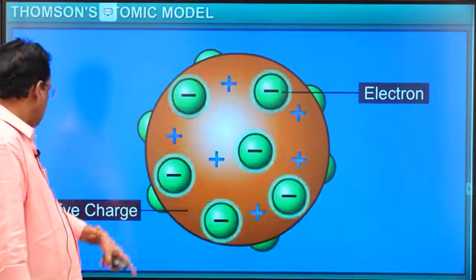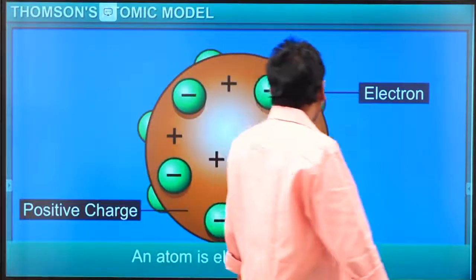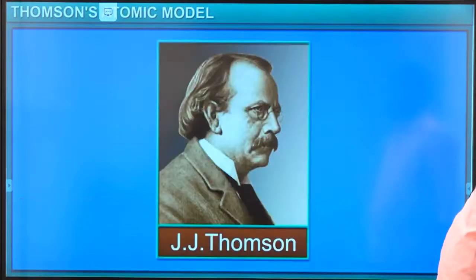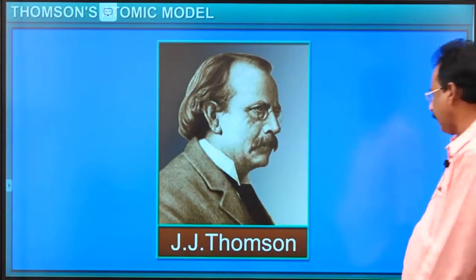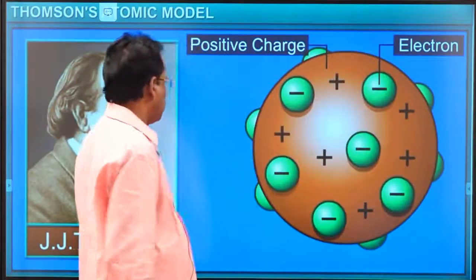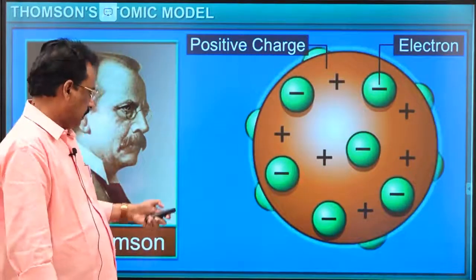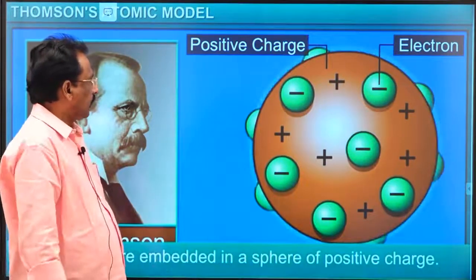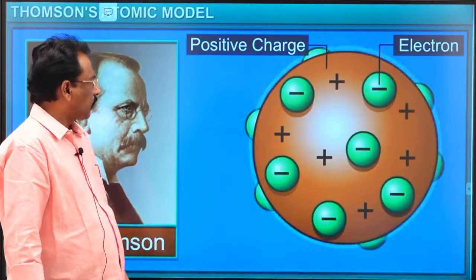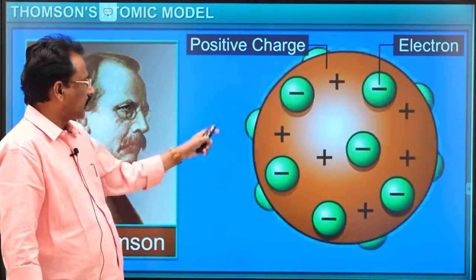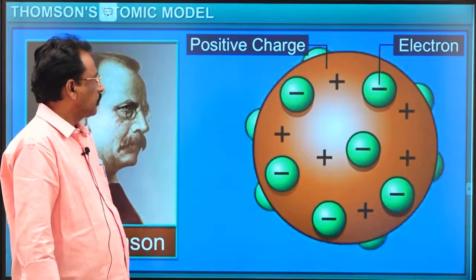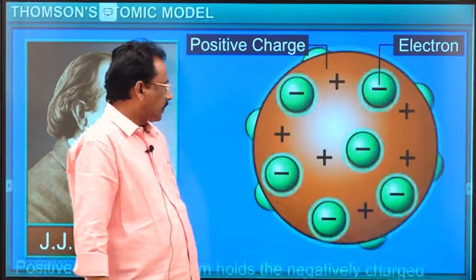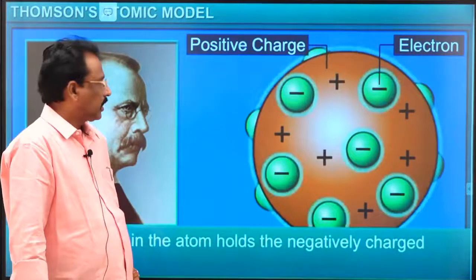So this is about the Thomson's atomic model, and this model is also similar to the plum-pudding model. This is the representation of the atom, and here the atom's charge is positive and the electrons are embedded in this positively charged electricity. Both positive and negative combine together.